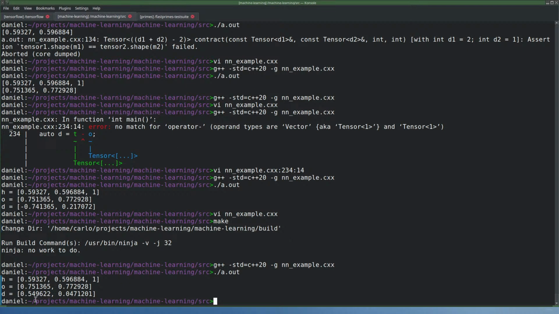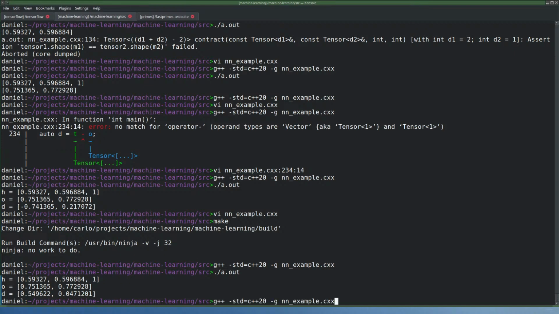Now, does it look like a square? Yeah, I think so. 0.7413 squared is 0.549. And then, of course, 0.217 squared is 0.047. Seems to be correct.